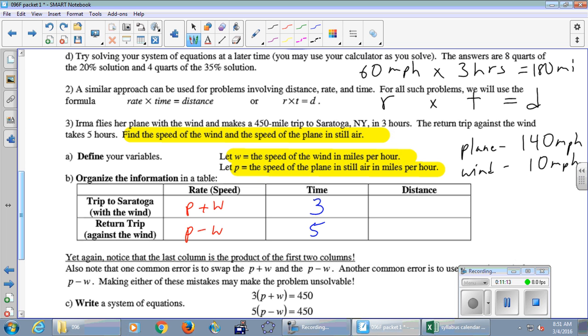I could change the context a little bit. I could say it's a boat. Typically, boats don't have to work against wind. What might a boat have to work against? The current. So if the boat is with the current, you add the two speeds. If the boat is against the current, you subtract the two speeds. That's it.